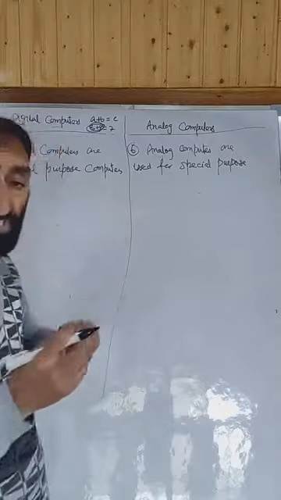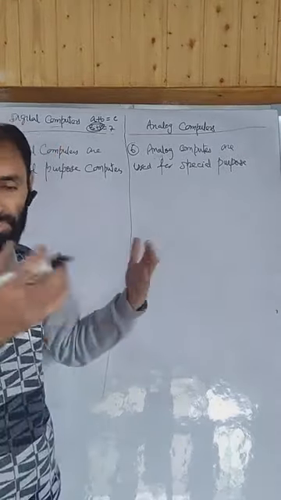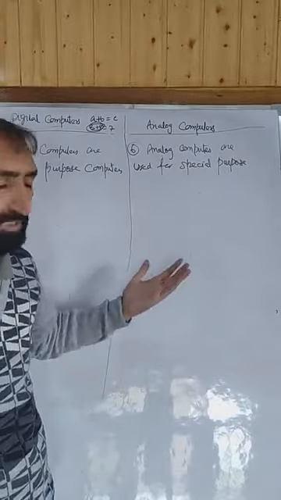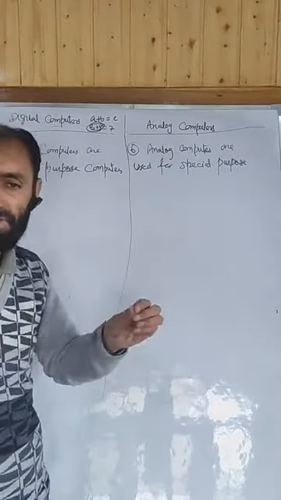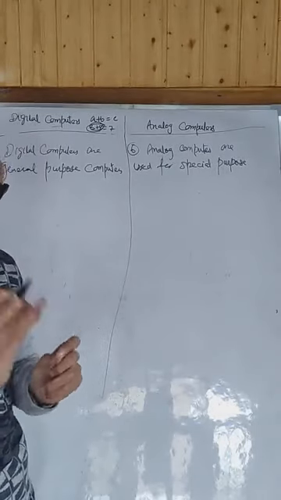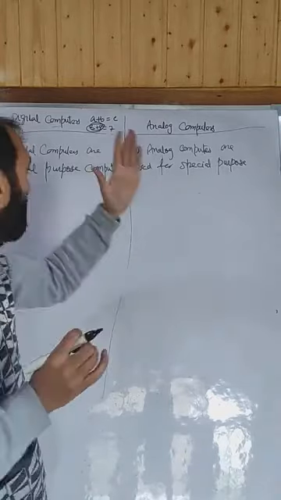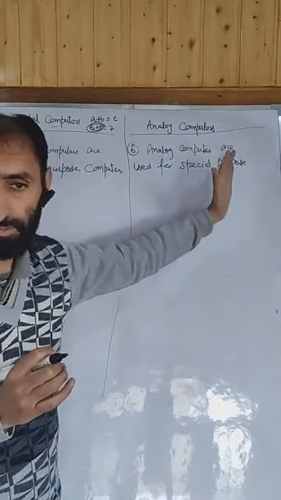General purpose digital computers can be used in education, business, engineering. Whereas analog computers have restrictions. They cannot be used in every field. That means they are specific in nature. Okay, this is one of the differences between digital and analog computers.